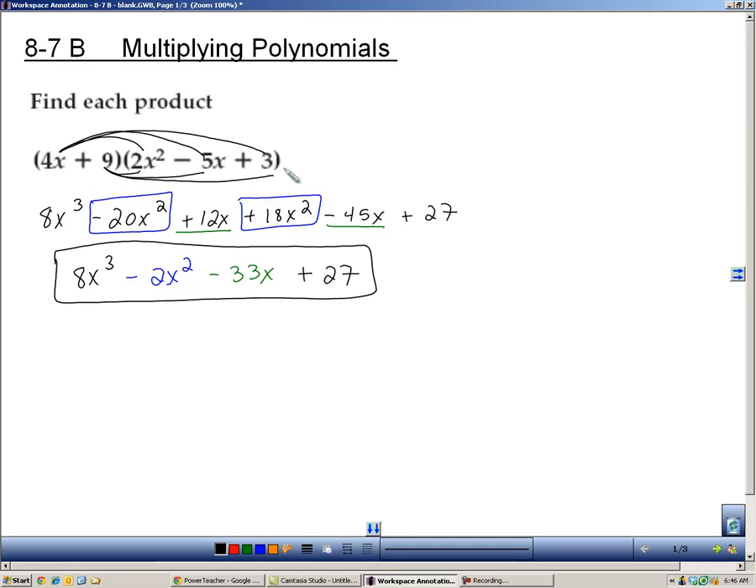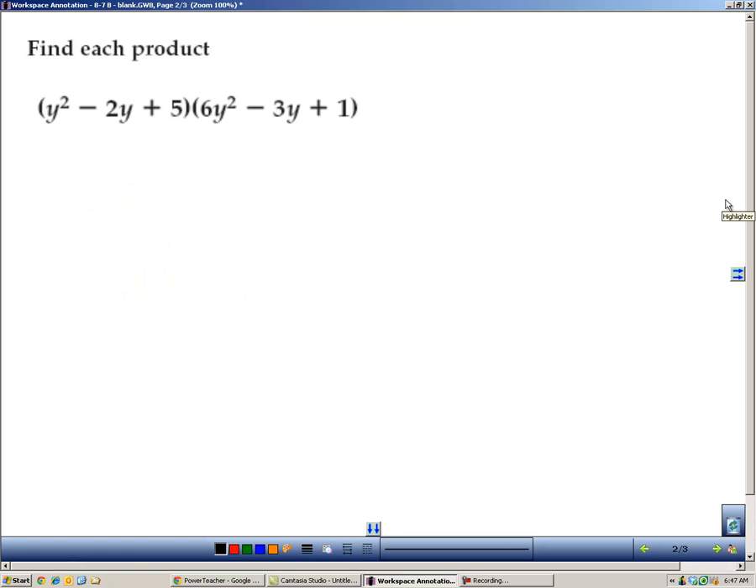So realize that we cannot use the FOIL method here because it's not two binomials, but what we do is we distribute each term in the first set of parentheses to each term in the second set of parentheses. Here's another example of using the distributive property. You have to be very careful here as you distribute because there's three terms to distribute and three terms to distribute them into. So here we go.